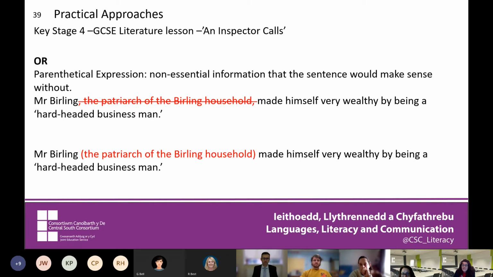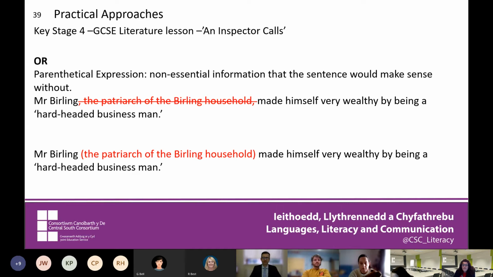Perhaps because I've been teaching it this way for years, I prefer the definition parenthesis: non-essential information that the sentence would make sense without. An easy way for pupils to see if they have an appositive or parenthetical expression is to see if the sentence would make sense without it. So you can see here, when you get rid of this, it still makes sense.